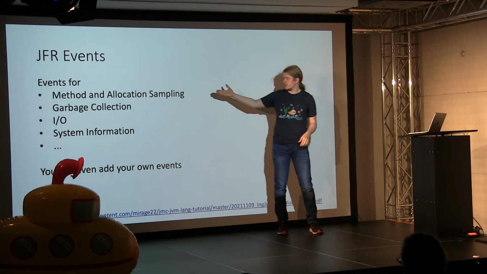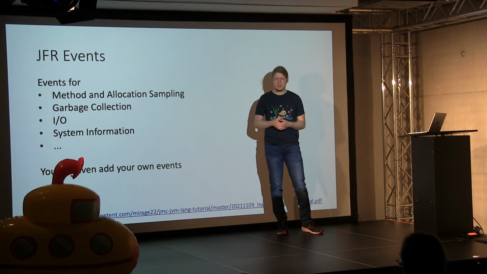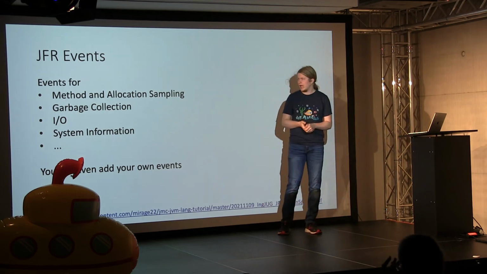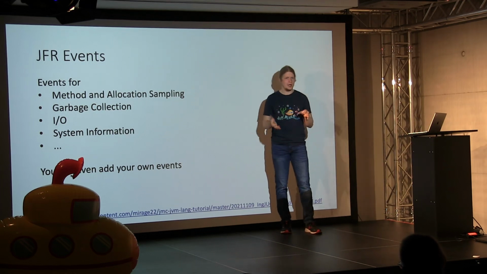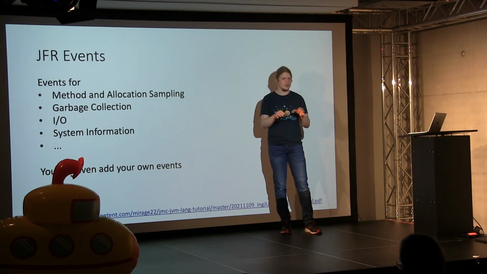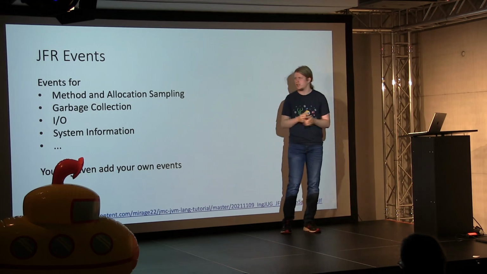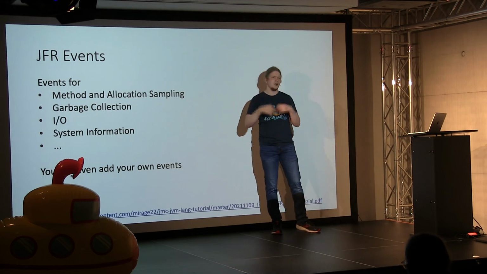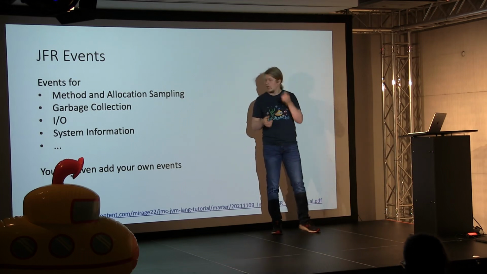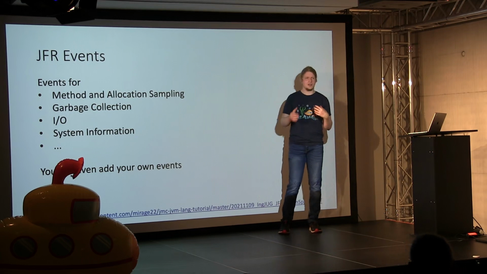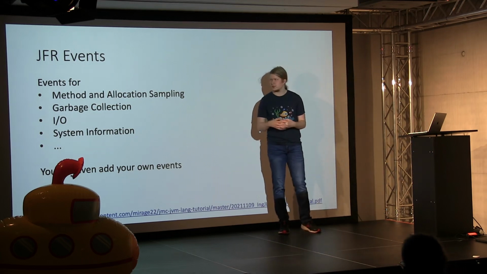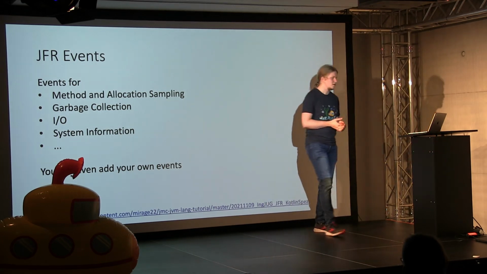Then it has information on garbage collection. For example, you see how long the garbage collection took every time, and you have information on I/O. Our team is currently working on improving it, and there are also other people trying to add new events to make it even more comprehensive. And then you get system information like your CPU, your memory usage, and everything else. And you can even add your own events, and they then appear in the JFR file and can be processed by tools that use JFR.